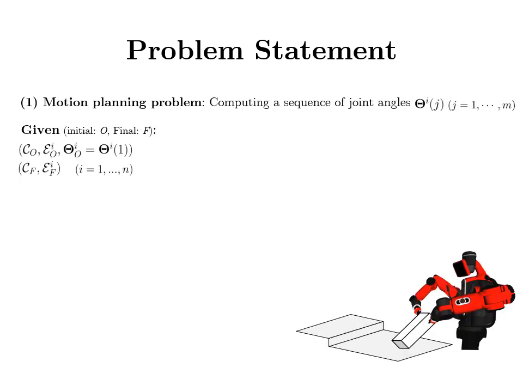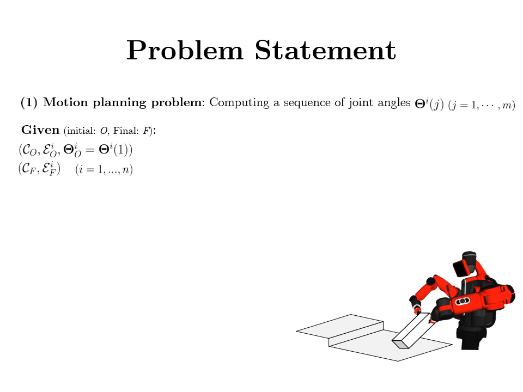Our plan for pivoting operations consists of a motion plan and a force plan. Our motion planning problem is defined as computing a sequence of joint angles phi I to manipulate the object while maintaining point or line contact with the environment from its initial pose CO to a final pose CF, when the initial configuration and pose of the manipulators are given.